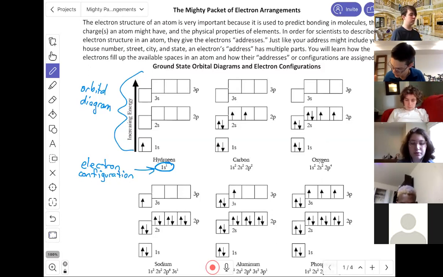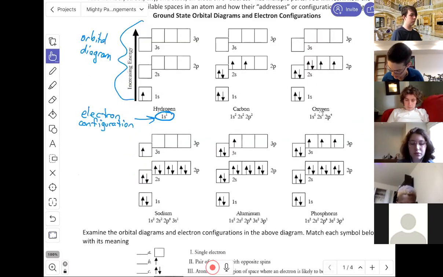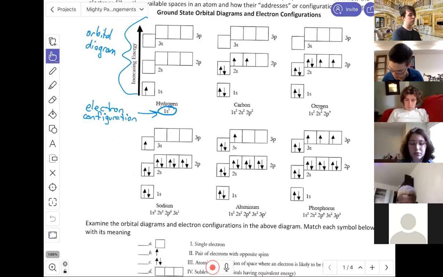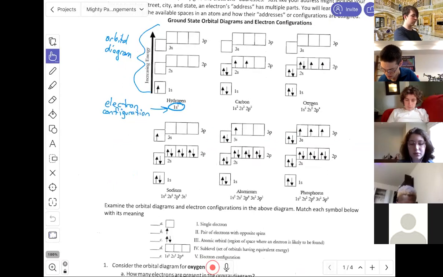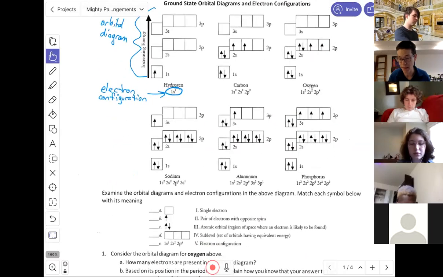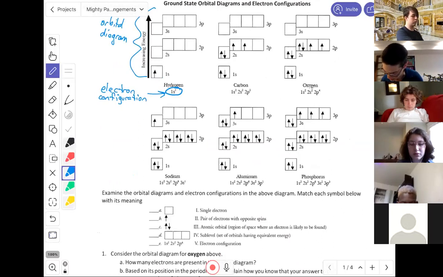So there we go. Okay, so all of this information here, and then we've got these questions down below. Okay, so let's start off by matching these various different parts. So looking at all of this diagram, what seems to represent a single electron in one of these things? The box, the arrow, the pair of arrows, the set of boxes, or an arrow.